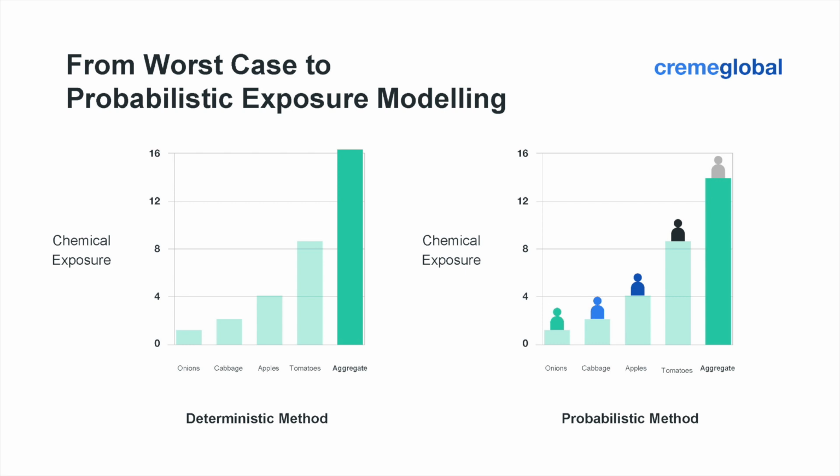However, we have to remember that the high consumers in each of the subcategories are in fact very different consumers. So, for example, a person that eats a lot of apples might be eating very small amounts of onions. And this is taken into account in the probabilistic method, where aggregation happens on the subject level. So high consumers in each category are indeed different people.